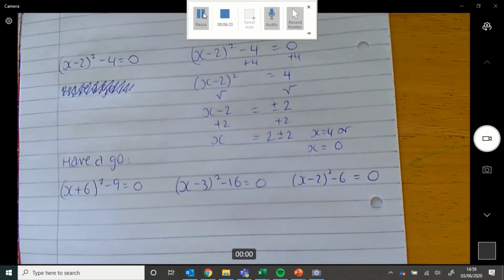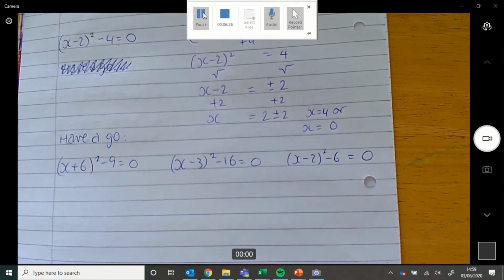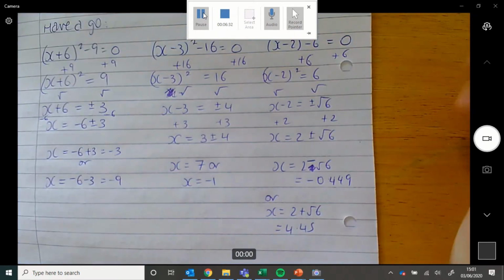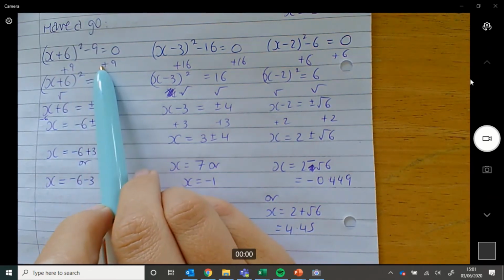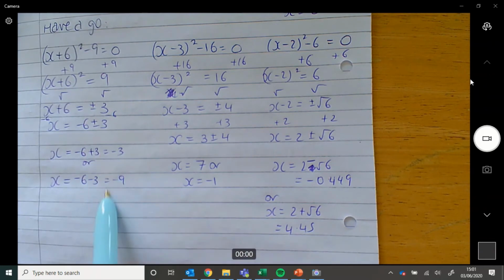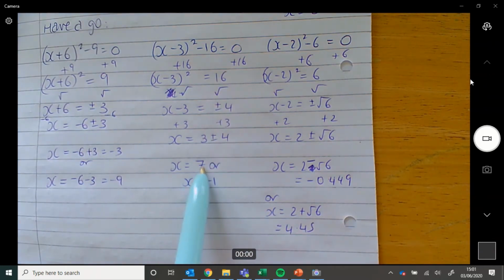Okay, have a go at those 3 by pausing the video, and I will do the steps of working out very soon. Okay, the answers are now there. So the first one should have been the same steps as we did before. You should have got negative 3 and negative 9. This one you should have got 7 or negative 1.